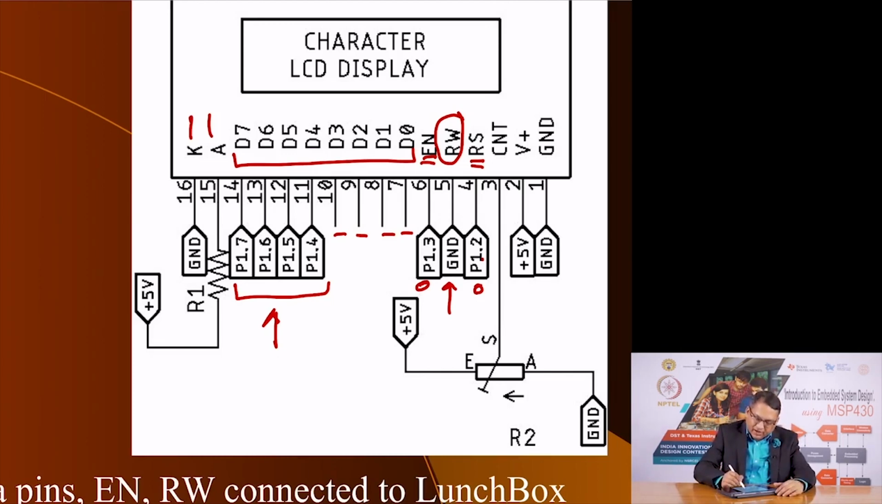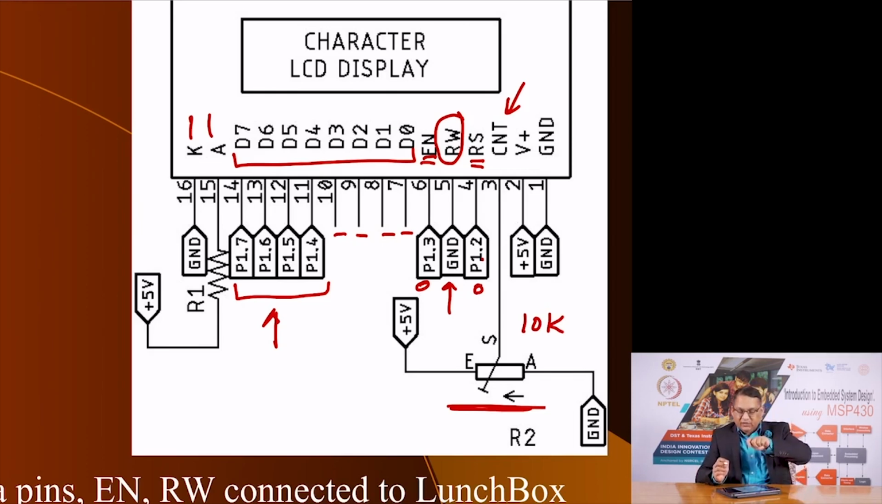Apart from that, you need a contrast, which is achieved by having a 10 kilo ohm preset, where you adjust the preset to give you the contrast that you want, and then you leave it there. And this is the supply voltage, 5 volts, but of course 5 volts plus or minus 10%. These are the connections that you need to make and connect to your microcontroller, in this case the MSP 430 LaunchPad, to be able to send information and display that information.